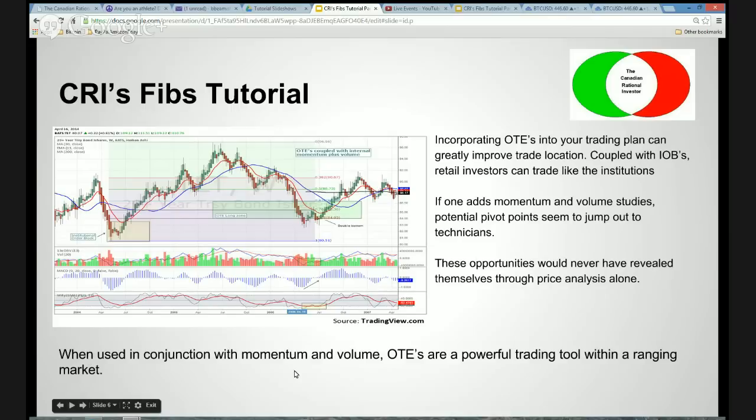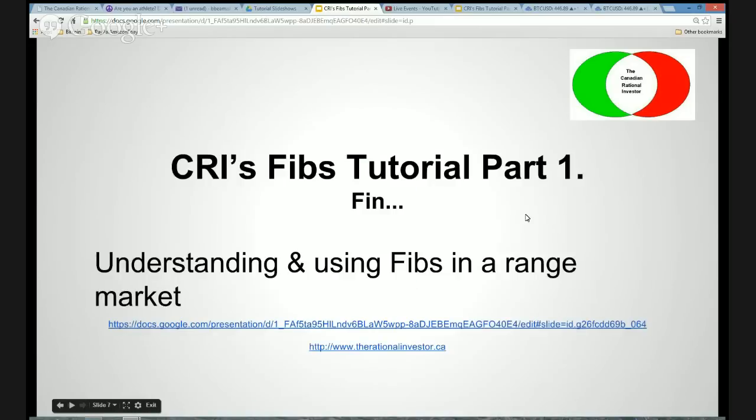So, when used in conjunction with momentum and volume, OTEs are a powerful trading tool within a ranging market. And the long and short of it here is, I highly encourage people to layer their indicators, use multiple signals. The OTEs, coupled with the candlestick tutorial, if you want to take that, fabulous tools to judge price action, and then couple that with momentum analysis and then volume analysis, and you got yourself one heck of a cool trading plan.